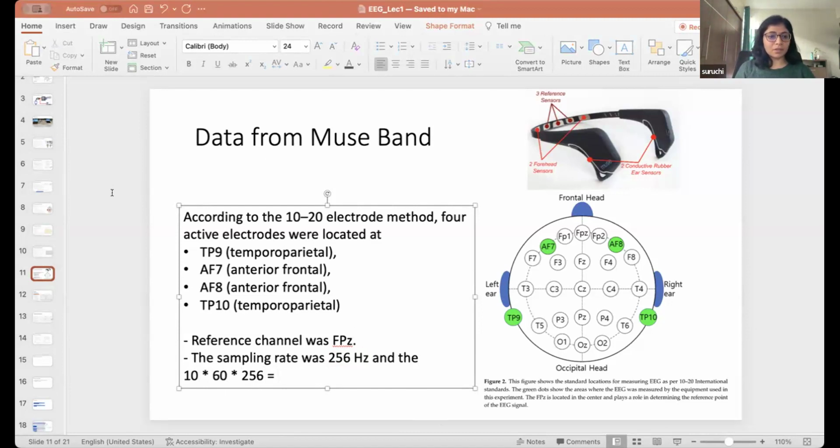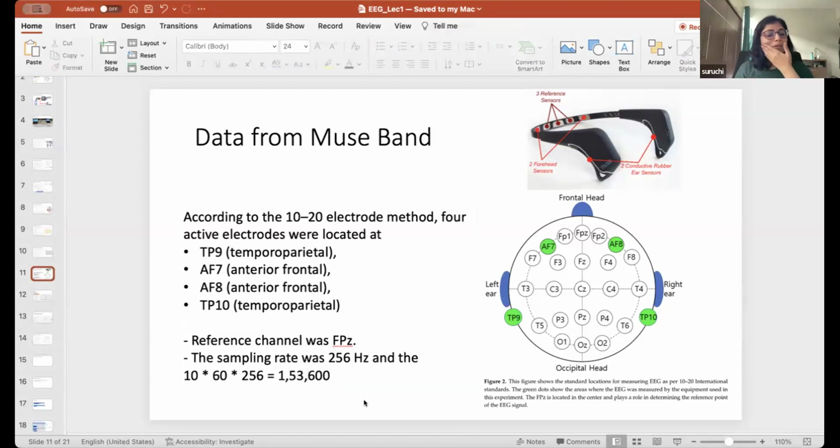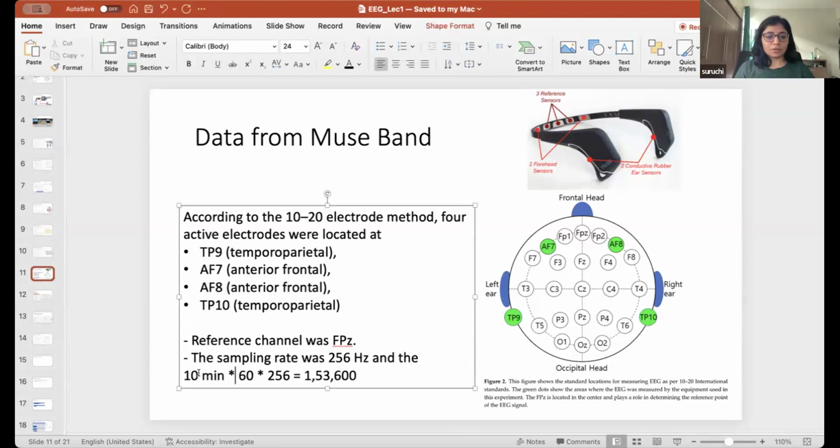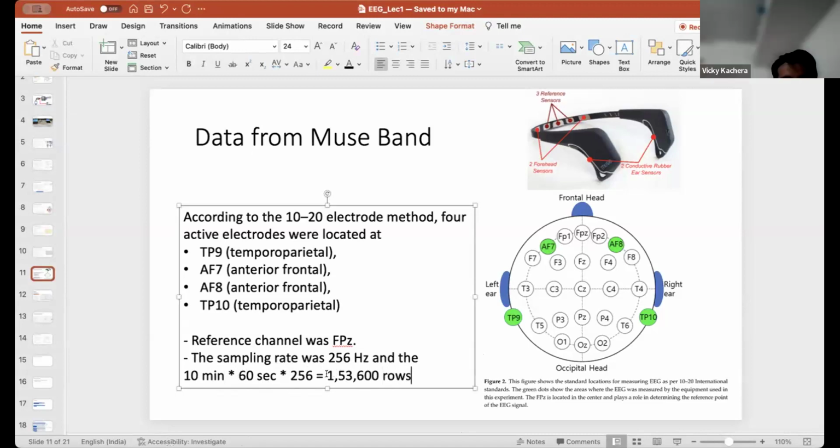1,53,600 samples for 10 minutes. And I think your paradigm, do you know how long was your paradigm? So if it was 10 minutes, 10 minute, 60 second. So that's how many rows. Yes. And then these many samples are present for all of these 4 channels. Okay, so that's what Shilpi's raw data would be, just as simple as that.